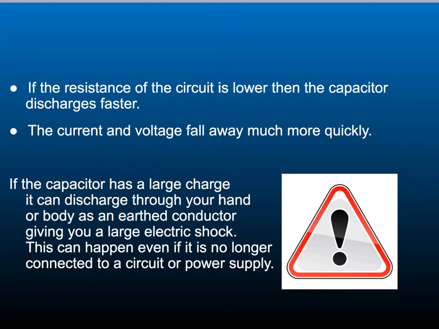If the resistance of the circuit is lower, then the capacitor discharges faster. This is because it's easier for the charge to make its way through the circuit. If the resistance is high, then it's going to take those electrons or that charge a longer amount of time to get through that higher resistance. So with a lower resistance, the current and voltage fall away more quickly.